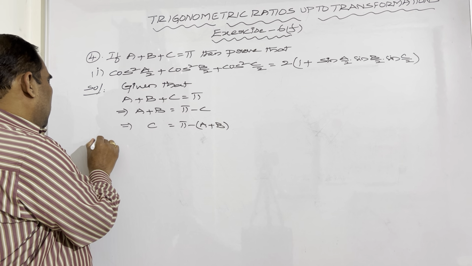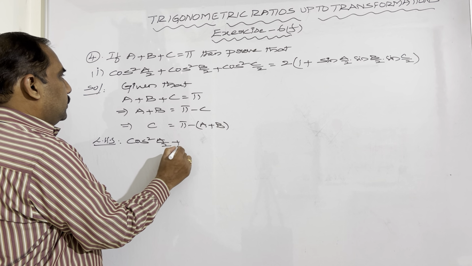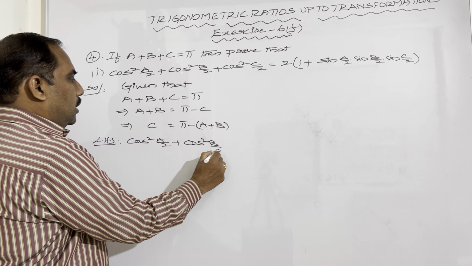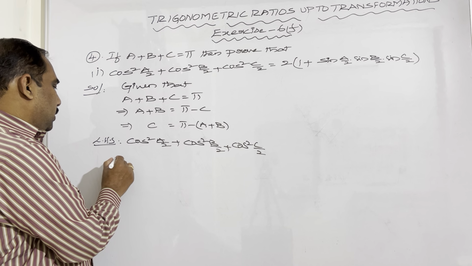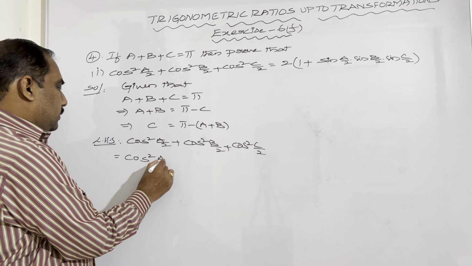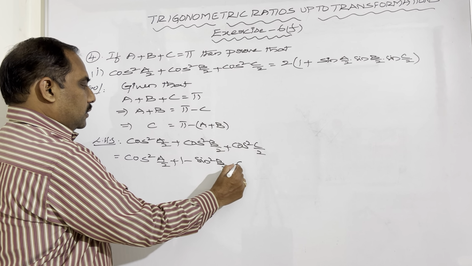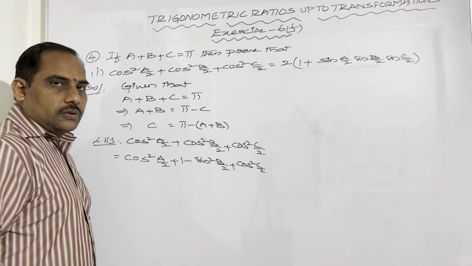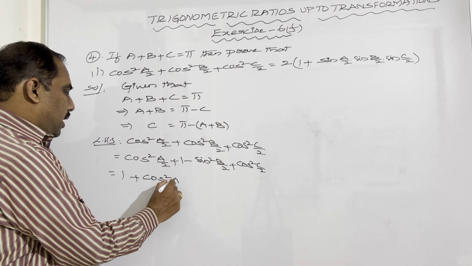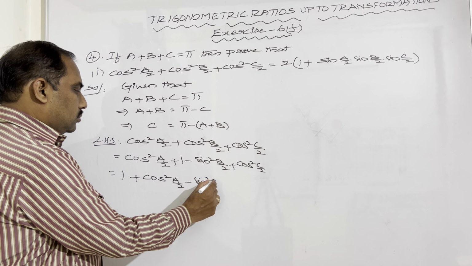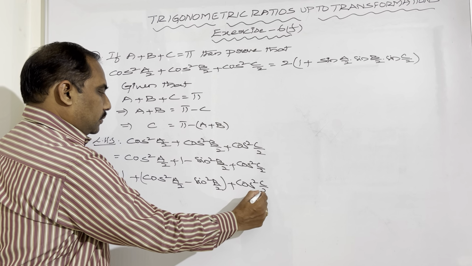So LHS is given here: cos square a by 2 plus cos square b by 2 plus cos square c by 2. Here this cos square b by 2 is written as 1 minus sin square b by 2, and plus this cos square c by 2 is written as it is. And 1 is written in the beginning, and plus cos square a by 2 minus sin square b by 2, treating as one term, and plus this is cos square c by 2.